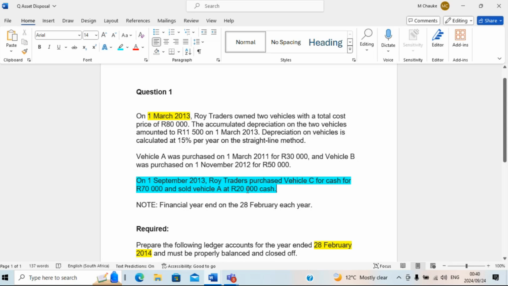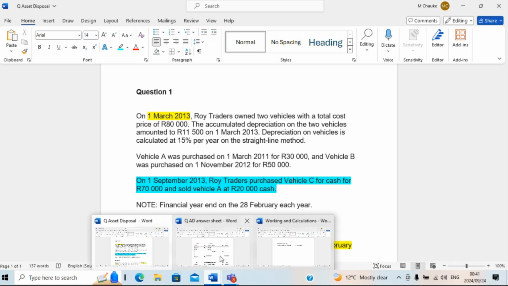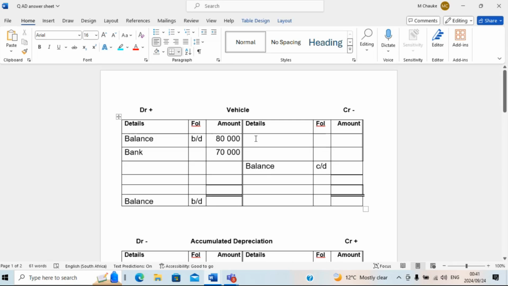So you sold a vehicle A, right? Remember, you have to record the initial cost price of the asset when you prepare an asset account like vehicle now, right? So when we come here, since we sold a vehicle, when we sell a vehicle, that is an asset disposal.